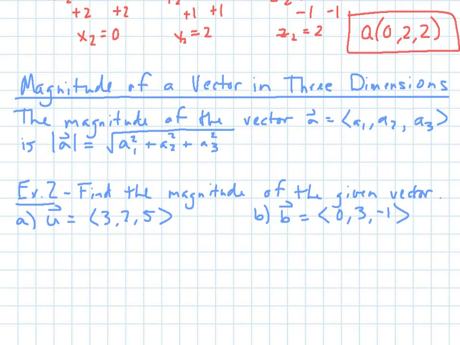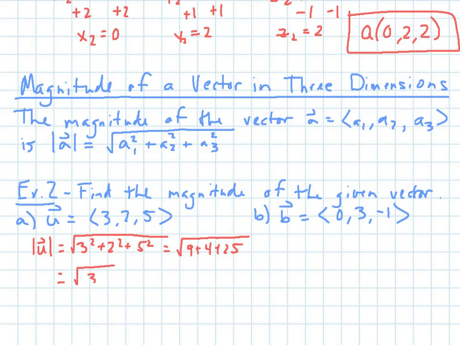Let's do some examples of this. The magnitude of this vector u: 3 squared plus 2 squared plus 5 squared gives me 9 plus 4 plus 25. So 9 plus 4 is 13. Plus 25 is going to be 38. And that does not reduce because it's 2 and 19. So my magnitude for vector u is square root of 38.